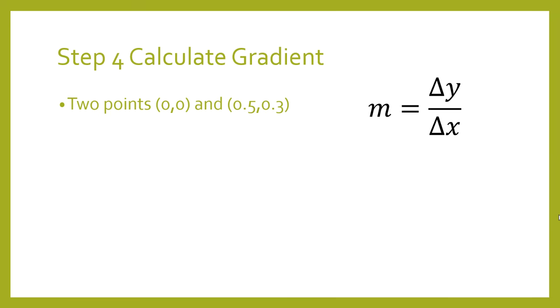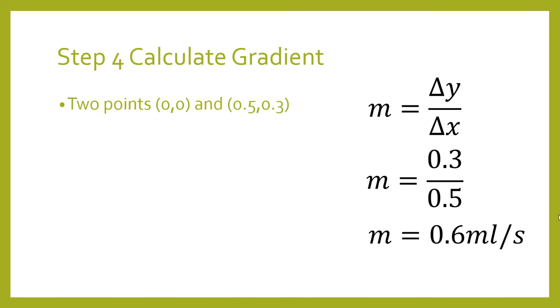The formula for gradient is the change in y over the change in x. So for the change in y, you're doing 0.3 minus 0, and for the change in x, you're looking at the x point of 0.5, subtracting 0 from it. And so obviously m is going to be 0.3 over 0.5. m is the variable we use to denote gradient. And then when you evaluate that, you get 0.6. And because we've got time in seconds and volume in milliliters, the units that gives us is milliliters per second.